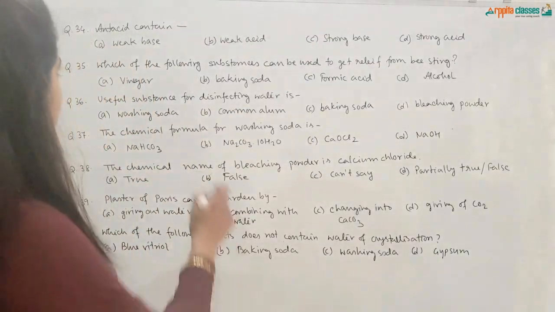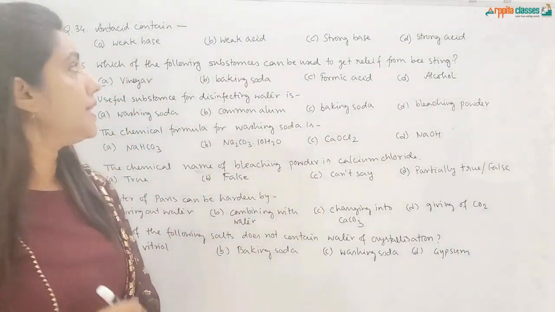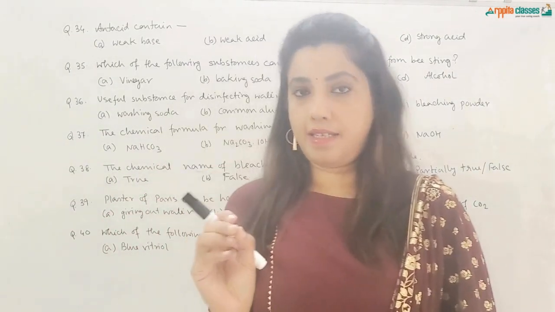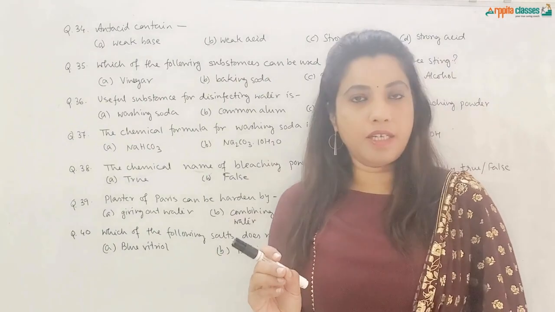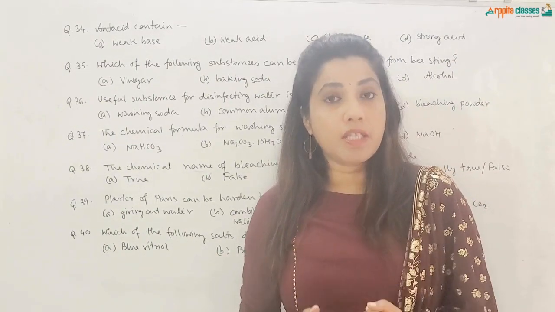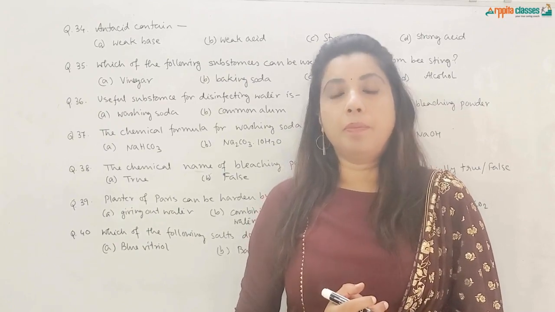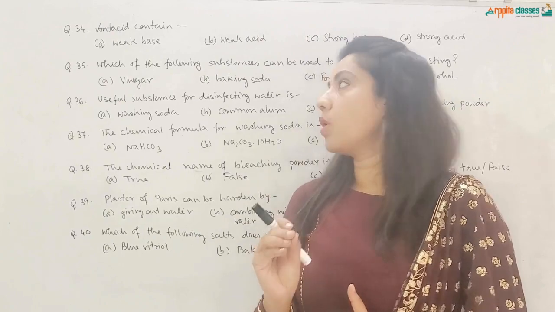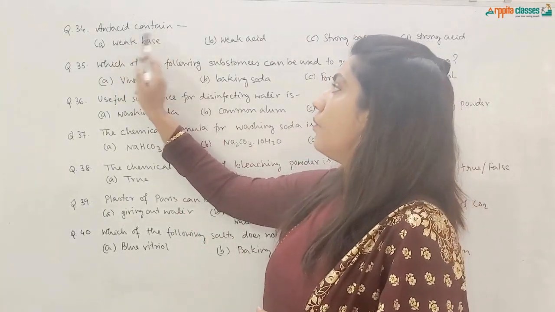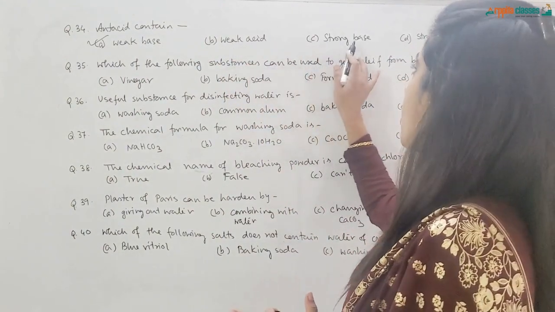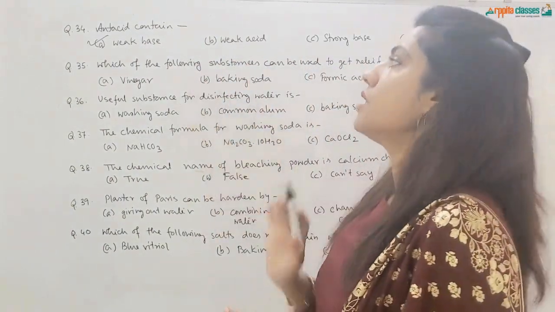Question number 34. Antacid contain. Now antacid, in the name itself it is anti-acid. So something which is anti-acid should contain some basic component. But since antacid we consume for acidity purpose, the base has to be a very weak base. It cannot be a strong base. So antacid contain weak base is the right option. The other options are weak acid, no. Strong base, strong acid, no. So it contains weak base.